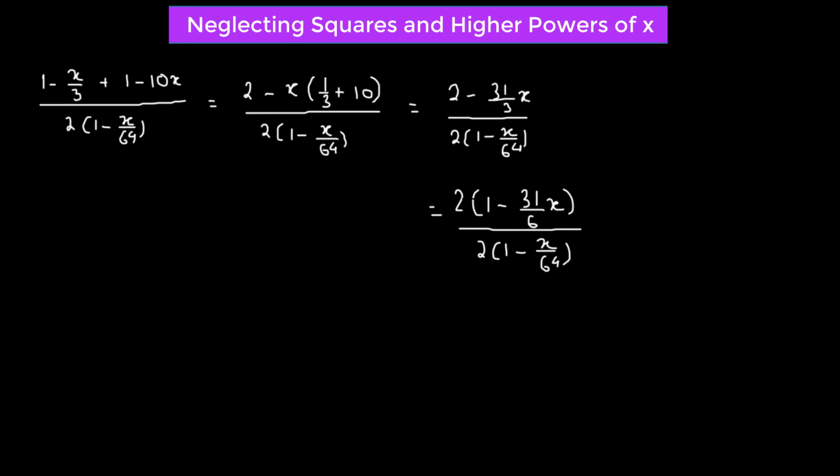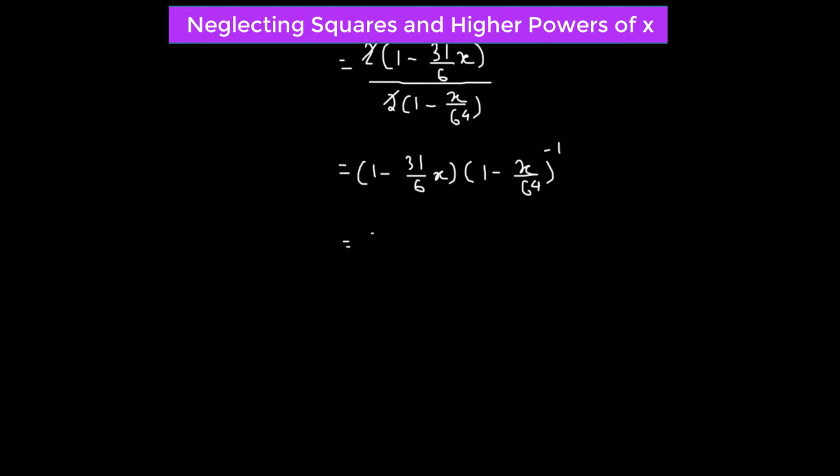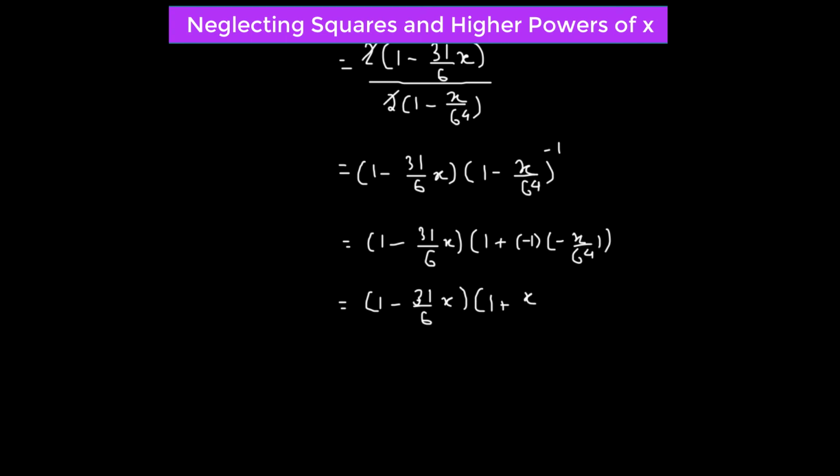So we have done this so that we will be able to factor out 2 from both the numerator and the denominator, and then we take the expression in the denominator to the numerator. So that will be simply 1 minus x divided by 64 raised to the power of negative 1. So let us apply the binomial approximation to the second expression, and that will be simply 1 minus 31 over 6 times x, then 1 plus negative 1 multiplied by negative x over 64. And we have 1 minus 31 over 6 times x multiplied by 1 plus x over 64.